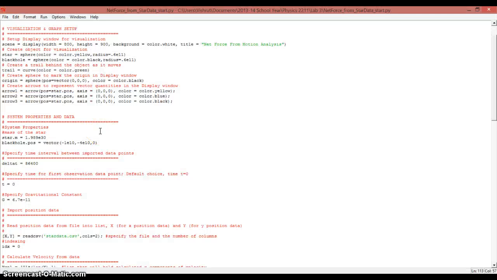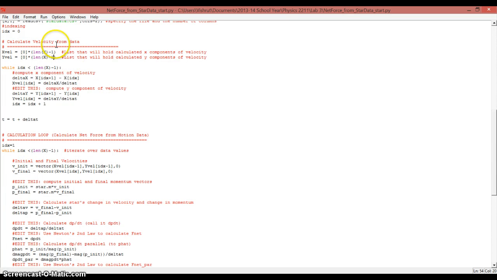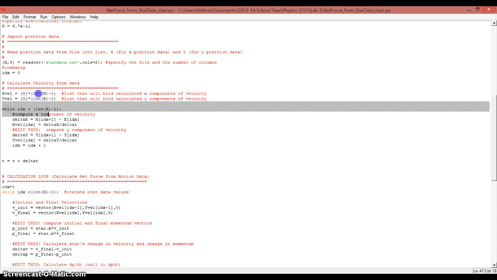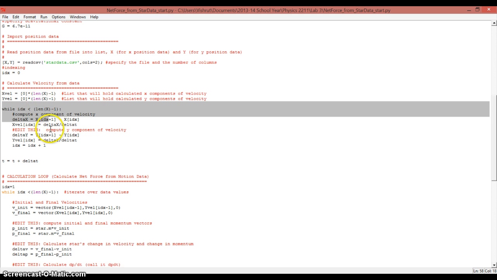Here in VIdle, we had to initialize a few things in order to create the computational model. The star mass was set to 1.989 e30 kilograms, while the black hole's position was set to the vector (-1e10, -4e10, 0) with 0 in the z direction. The time interval was 86,400 seconds, which amounts to 1 day on Earth. Here, as you can see, we were reading the predisposed file, and using this, we use an iterative loop in order to calculate the velocity from the data.